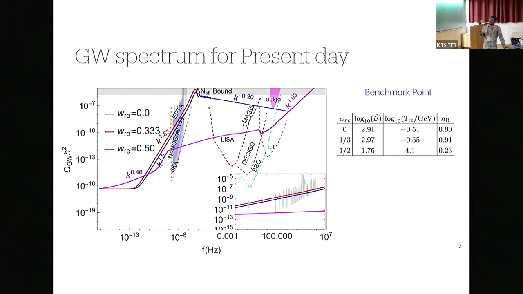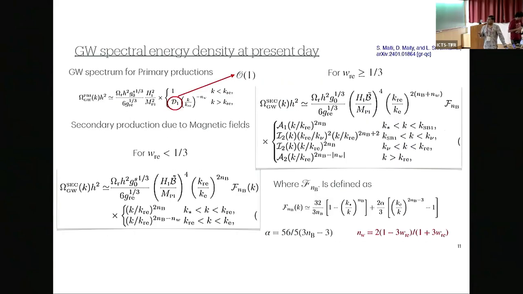This is the scale where our modes are entering at the end of reheating. So this is the KRE. You can see that if we have a blue-tilted spectra, it continues to grow. So it should come down, otherwise it can break the delta effective bounds. And we already see from the spectral behavior, for omega less than 1/3, there is only one spectral break, and the spectral break appears at KRE. So if we detect this kind of spectral break, then we can easily determine the value of KRE, and KRE depends on TRE. In that way, we can directly measure the TRE.